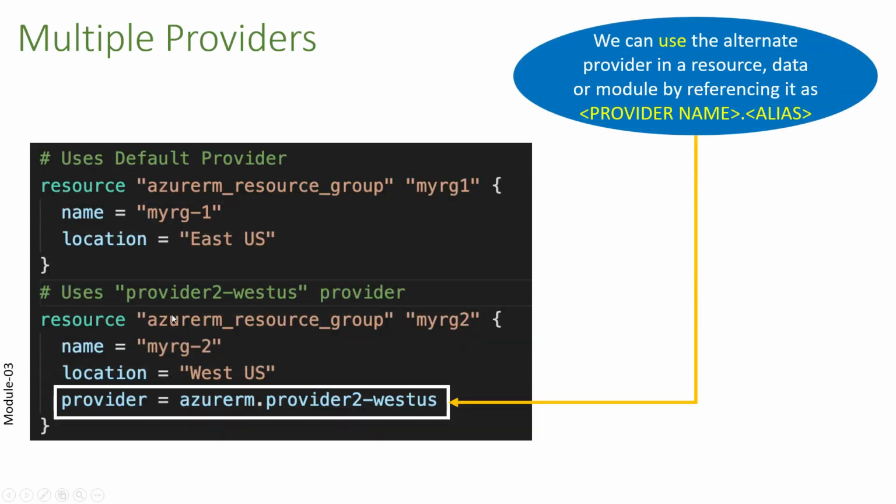The resource block is here in your resource group block, where you need to define provider and then the provider name, which is azurerm, in the sense Azure Resource Manager, and then dot alias name. This alias name has to be specified in your provider block.